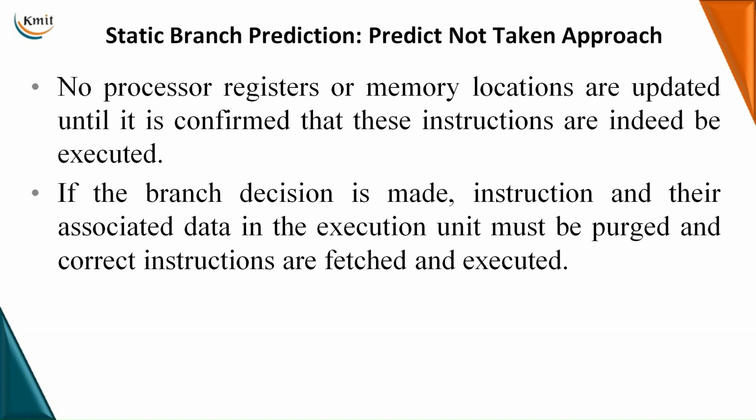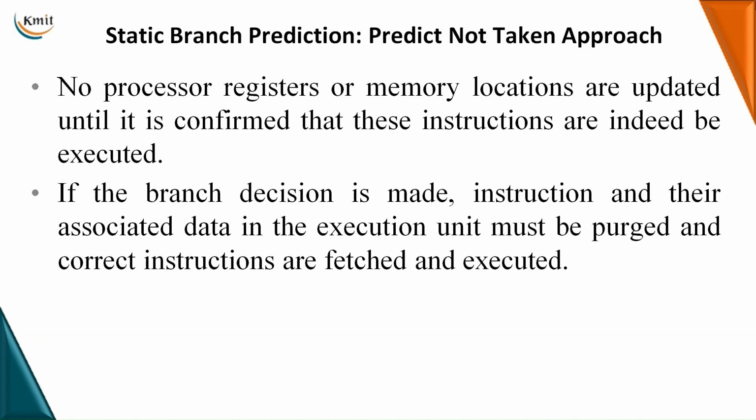So until the actual branch decision is made or executed, we'll predict that it is not taken and execute the instructions according to the program order, but we are not going to update the registers or memory locations until it is confirmed that the prediction is correct. If the prediction is correct, the memory locations are updated with the results. If the prediction is wrong, you have to remove the instructions after the conditional branch. Whatever instructions are placed in the pipeline have to be removed, and the target instruction has to be fetched and executed.